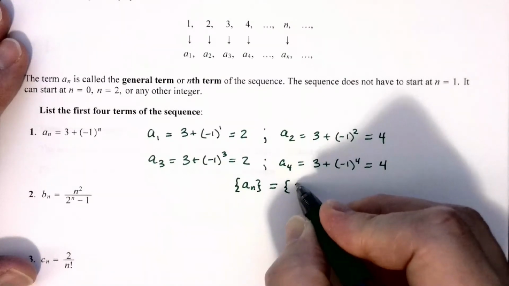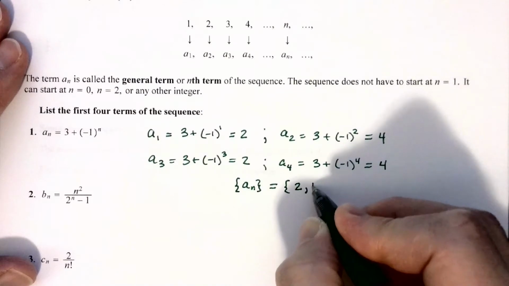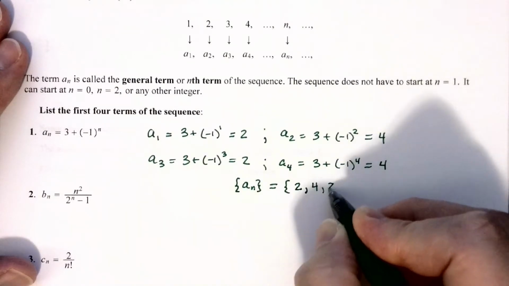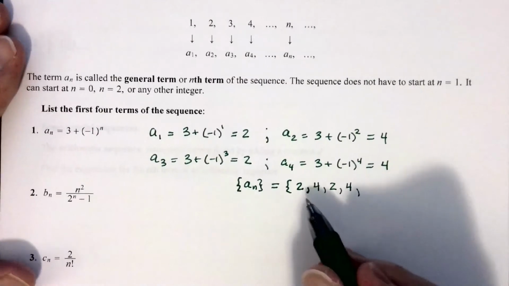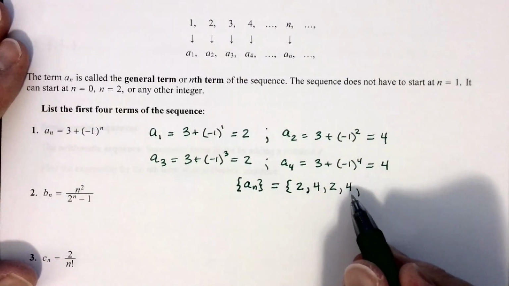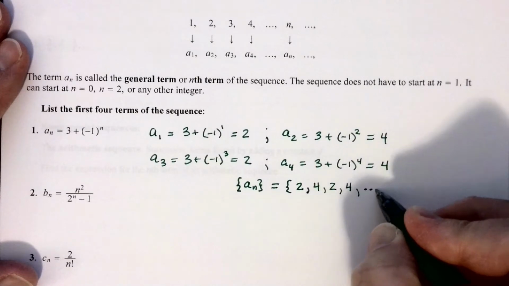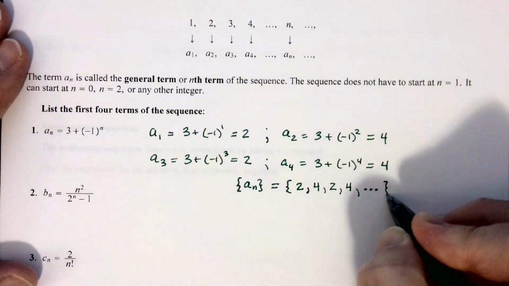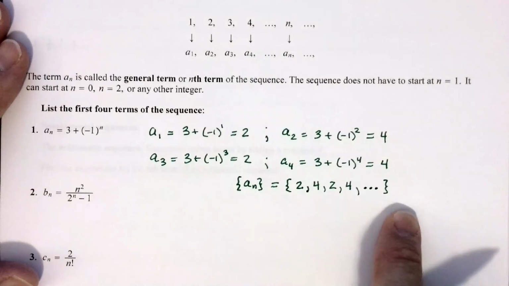So a sub 1 was 2, and then comma, what's a sub 2? 4. A sub 3 is 2. A sub 4 is 4, and so on. And that pattern is going to continue. Obviously we can't write all the terms in the sequence, so we use 3 dots, which are called ellipses, to indicate that the sequence will continue forever. So this is a common way to write out a sequence as well.